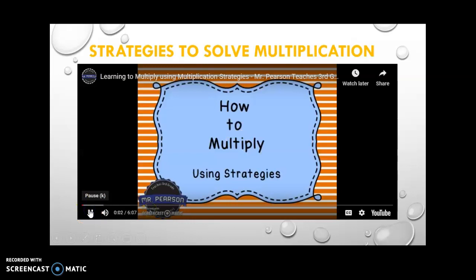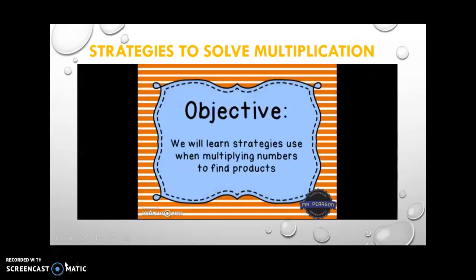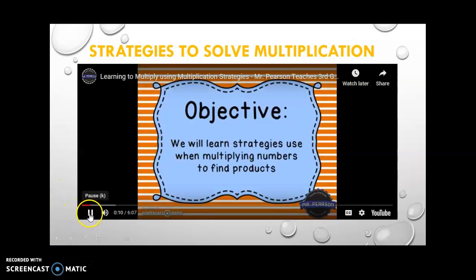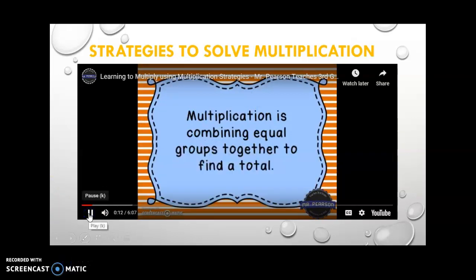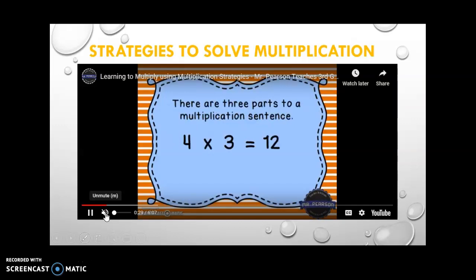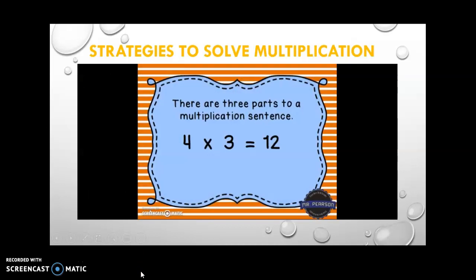How to multiply. Multiply groups together, groups of, to find a total. So what we'll do is we'll take groups that have the same number. We will combine them together to find out how many we have all together. There are three parts to a multiplication sentence. You take a look right here, we have a multiplication sentence. 4 times 3 equals 12.